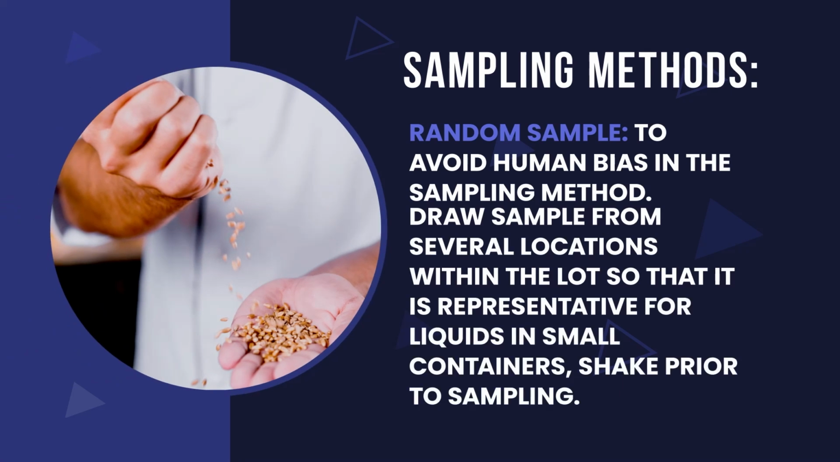Why random sampling? Because in random sampling, there is no human error involved. It is independent of human error. So the chance of error because of judgment or the person's mistakes is ruled out. We draw the sample from several locations within a lot so that the sample is representative of the lot. For liquids, as I just said, if it is in small containers, we just shake the container, and if it is in a large container, we may aerate it to bring homogeneity.